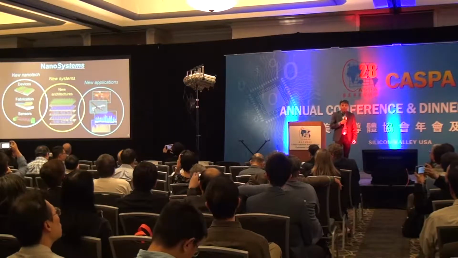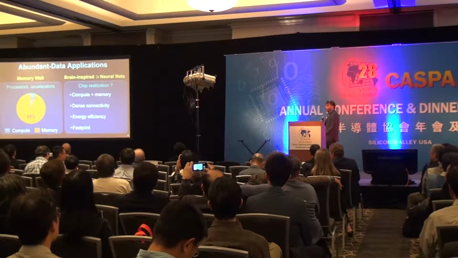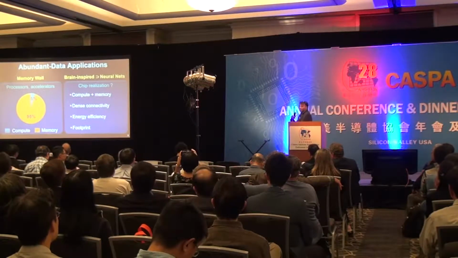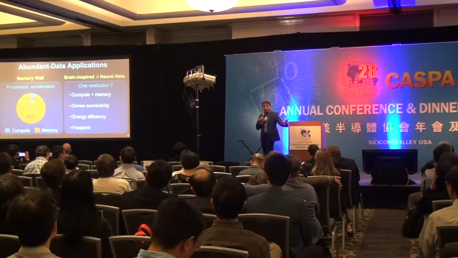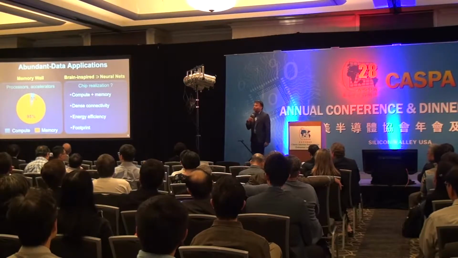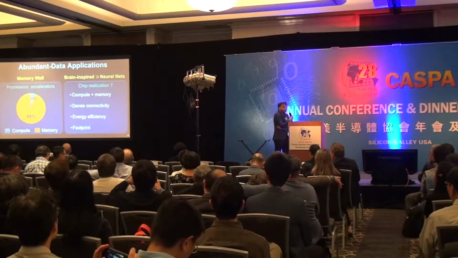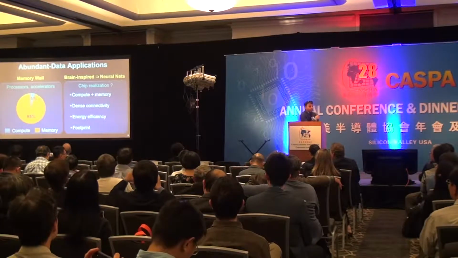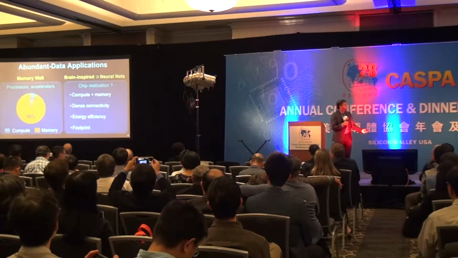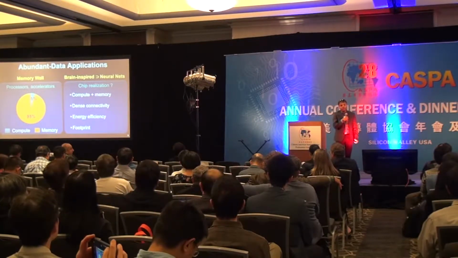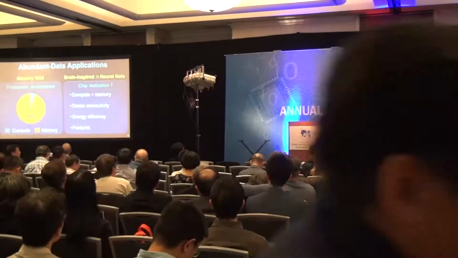I don't have to preach to the choir over here about new applications because the previous speakers already talked about it. So these are the so-called abundant data applications going all the way from the edge all the way to the cloud. Now, if you think of these abundant data applications, what are some of the commonalities? The first commonality is what is called the memory wall. And intentionally on this slide, I did not write whether I'm talking about execution time or energy, because it doesn't really matter.